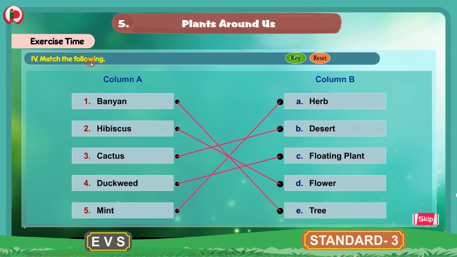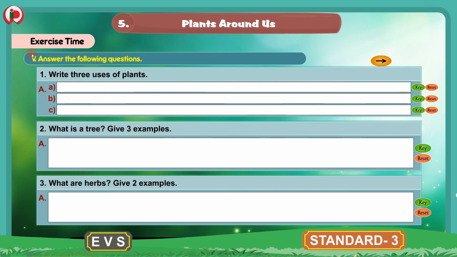And now we will move to the next bit. The fifth bit under exercise time is: answer the following questions. Here we have a few questions. We have to read the question and then write the answers. 1. Write 3 uses of plants.